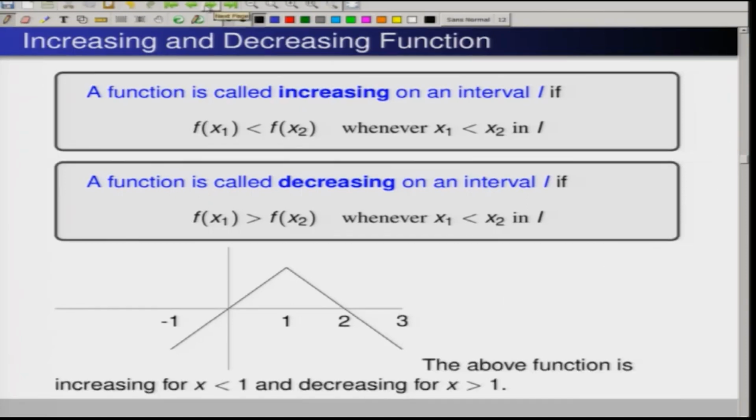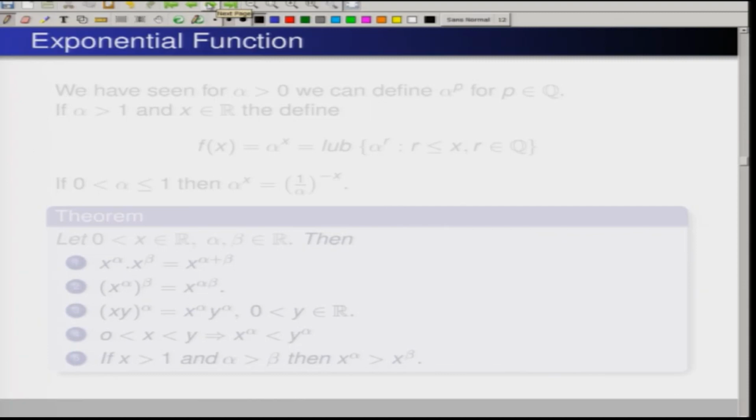So, the above function is increasing up to 1 and then decreasing if x is greater than 1. Now, what we have seen is that because we have a real number, we can define the integer power of that real number very easily, because we have multiplication, and if the power is negative, then you define it as the reciprocal, taking the denominator.